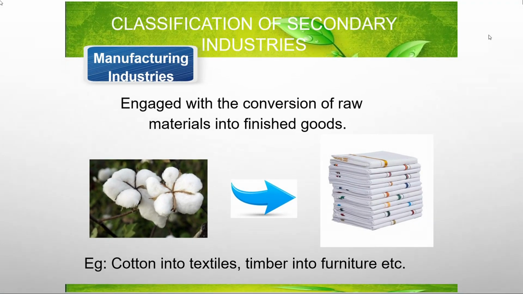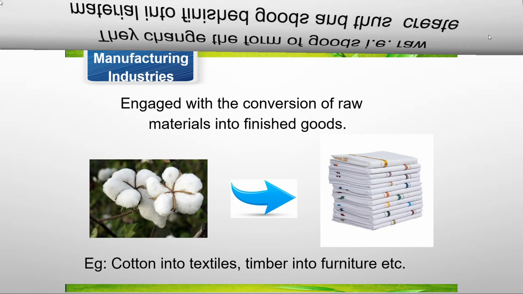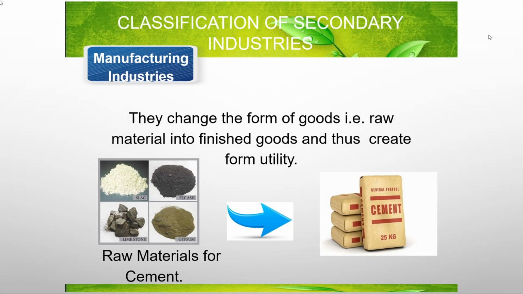Let's begin with manufacturing industry, and as we all understand, it is engaged with the conversion of raw materials into finished goods. Examples: cotton into textiles, timber into furniture. They change the form of goods, that is, raw materials into finished goods, and thus create form utility.